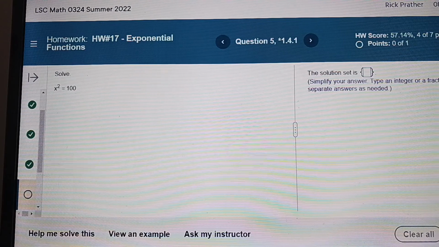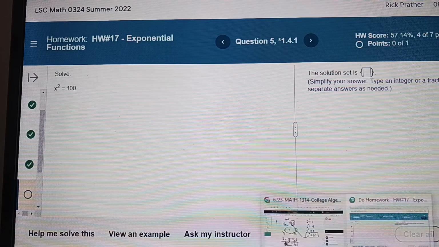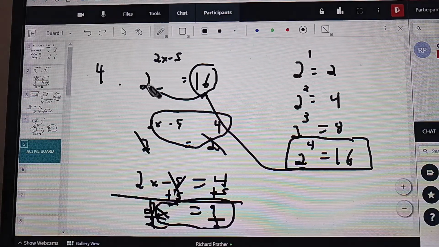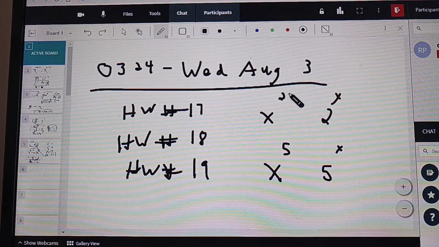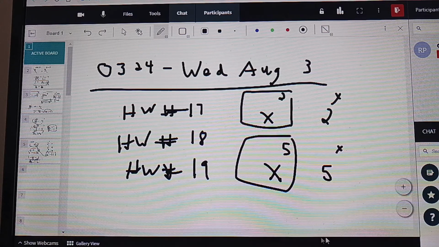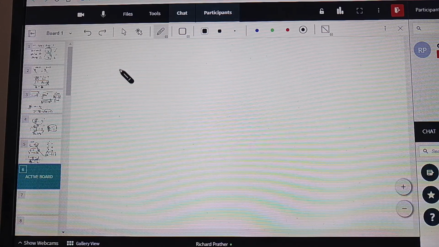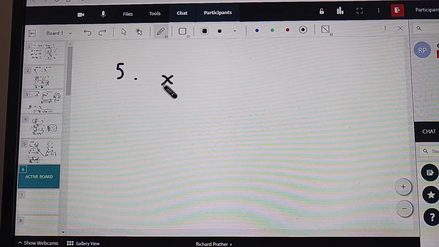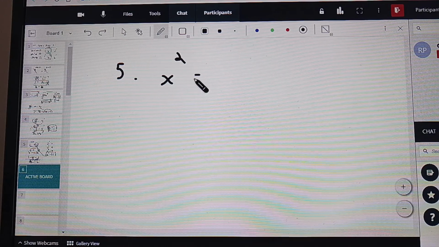Okay, x squared equals 100. Now this is different. Now the x is back down in the main level where you're used to it being. This is not a number to an x power. This is what I was saying at the start. You're more used to this in other math classes. So this gets solved differently. Number 5, x squared equals 100.